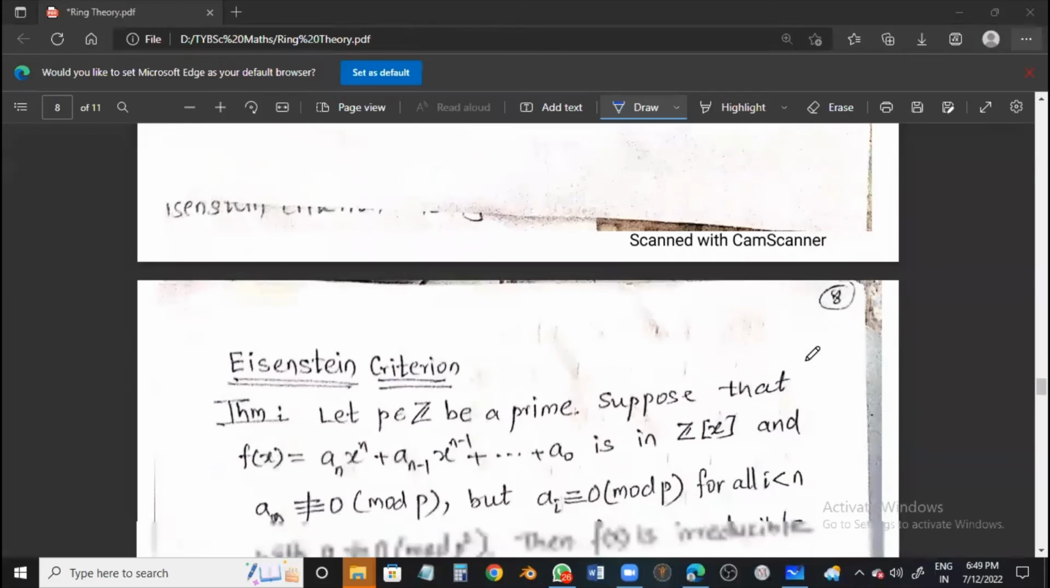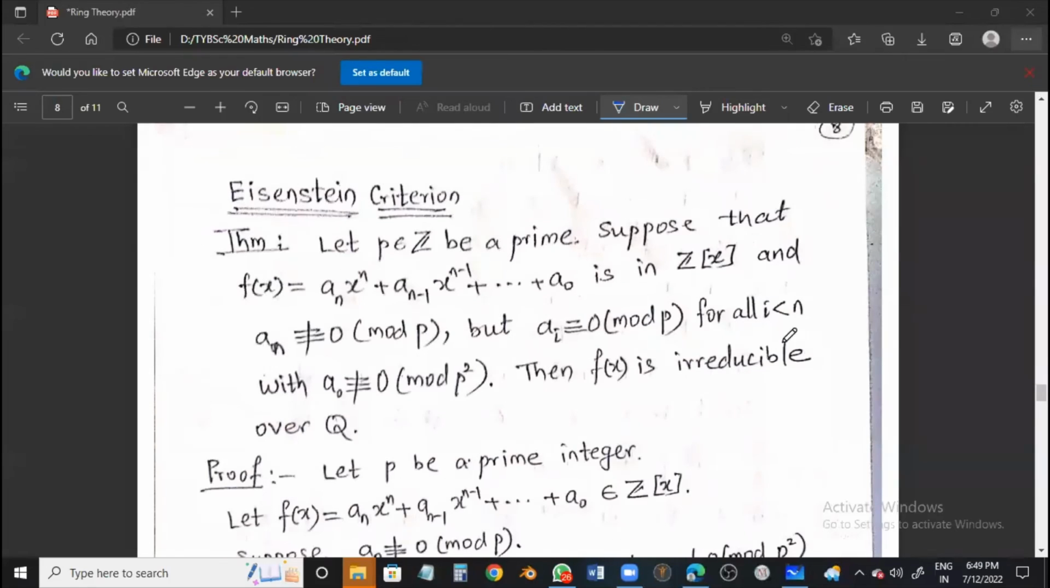All right. Now I will just mention the Eisenstein criterion. Actually, for practical, we have used this. This Eisenstein criterion is actually stated in terms of a theorem. Theorem says, let p be a prime. Suppose you have a polynomial of this kind, a_n x^n + a_(n-1) x^(n-1) + and so on up to a_0. This is in Z[x], meaning every a_i is an integer.